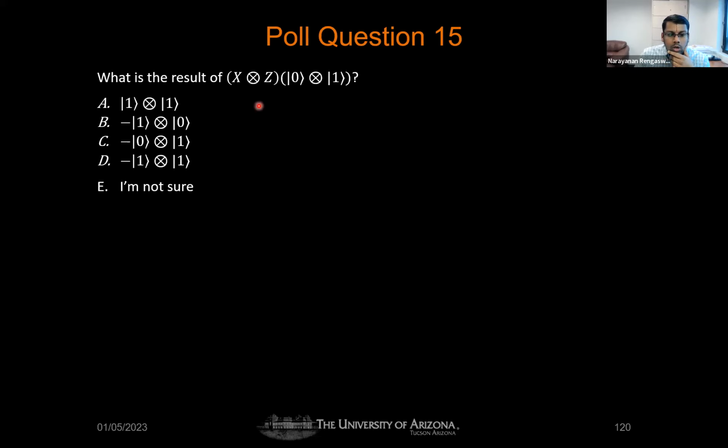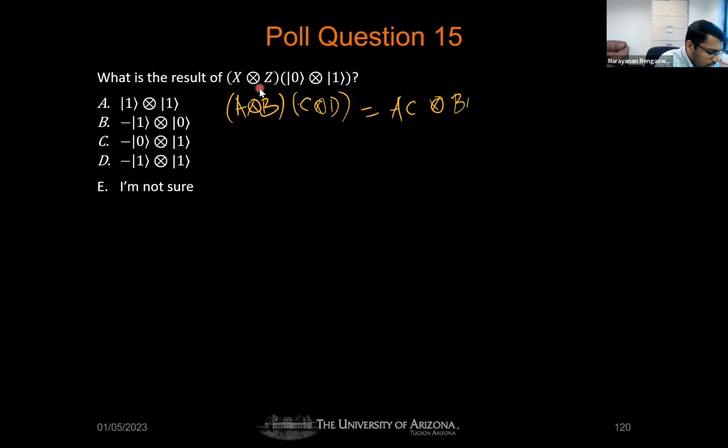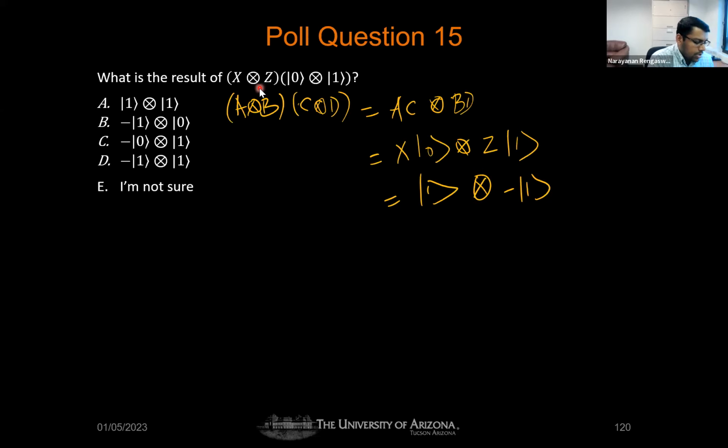Okay, that's right. So if you use the Kronecker product property, this is A Kronecker B times C Kronecker D, which is AC Kronecker, sorry, BD. And so AC is X0, and then BD is Z1, and we have already seen what happens. So X is the bit flip, and Z is the phase flip. And that's exactly option D. Okay, so hopefully that part was clear.